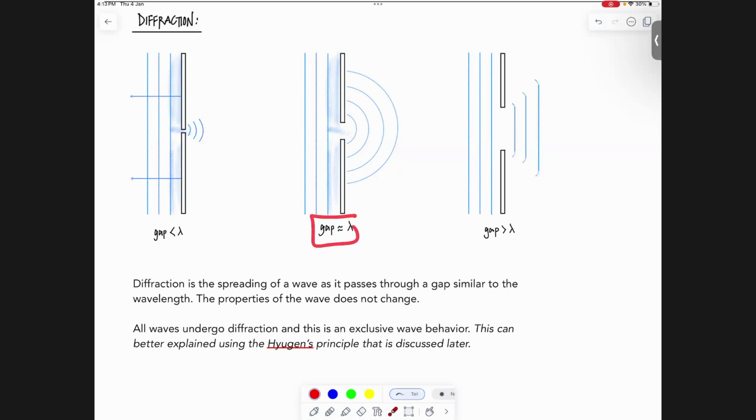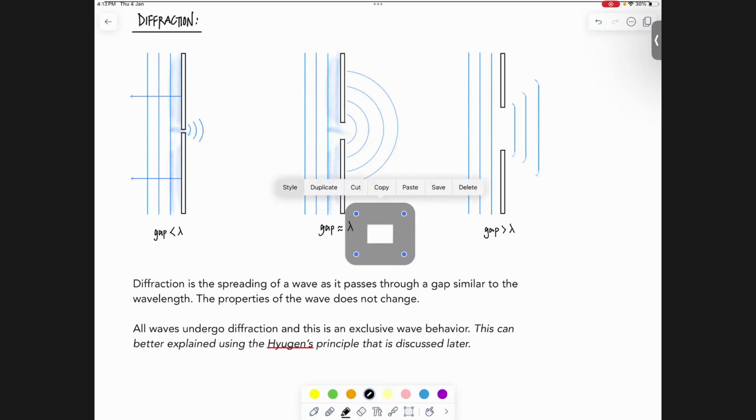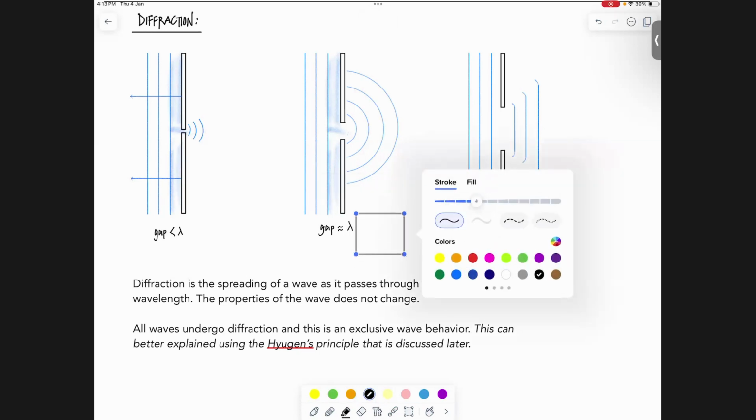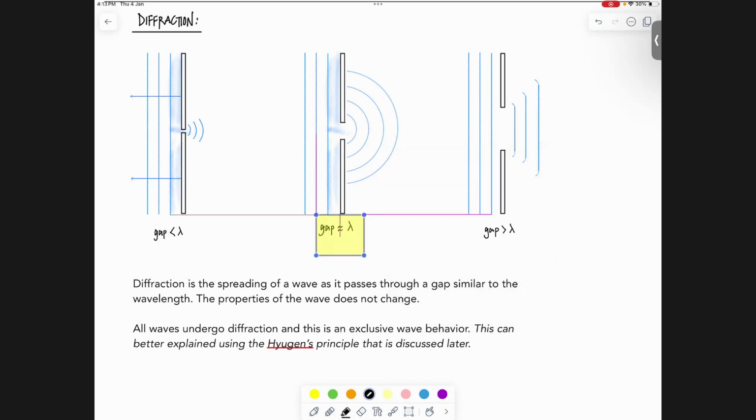Now, the idea is that you have the highest amount of diffraction or spreading when the gap is similar to the wavelength. And if you can make the gap equal to the wavelength, that's the most amount of spreading possible, okay? Which means that it'll become perfectly semicircular like that, all right? So yeah, this is diffraction. It's actually just the O-level version, nothing new here.